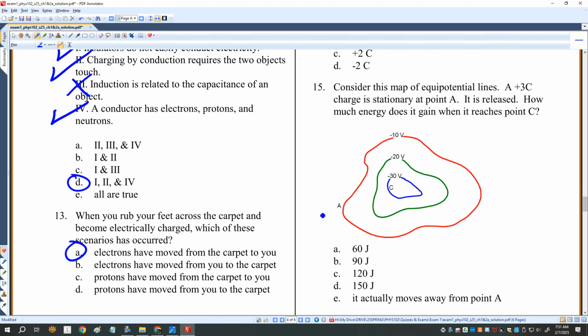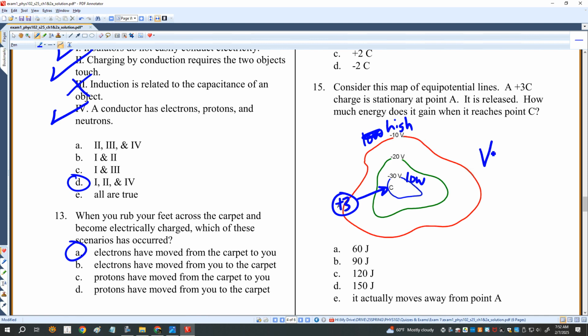Consider this map of equipotential lines. I have a +3 coulomb charge right here, and I want to know how much energy it gains when it reaches point C. Well, first recognize that positive particles tend to move from high to low potential. And I'm going from -10 to -30. So my potential is actually decreasing. That makes sense.